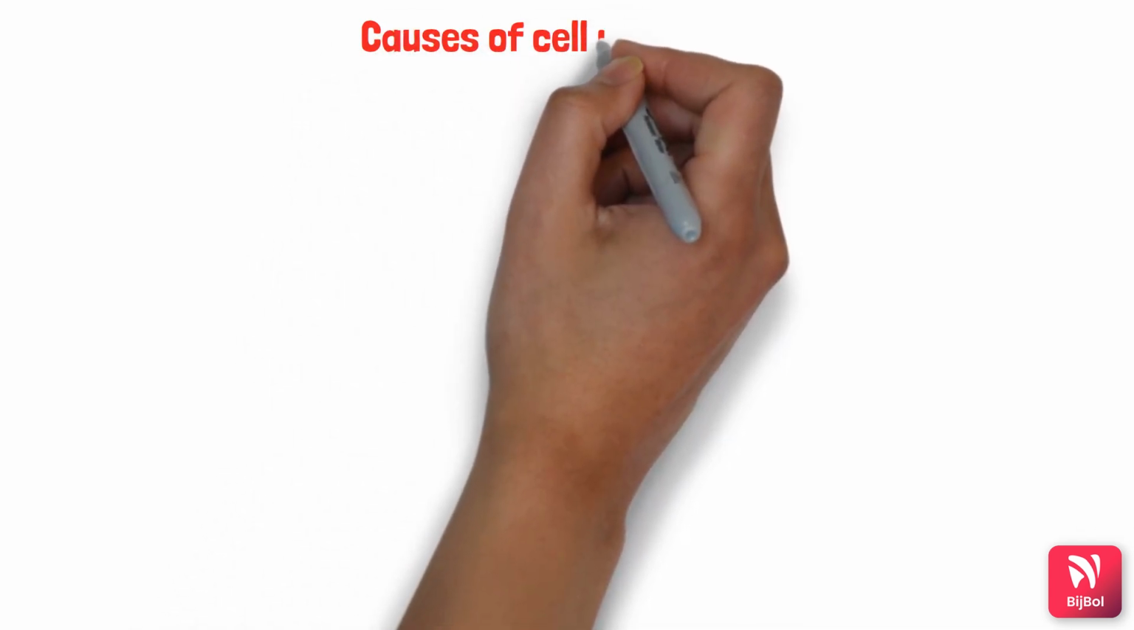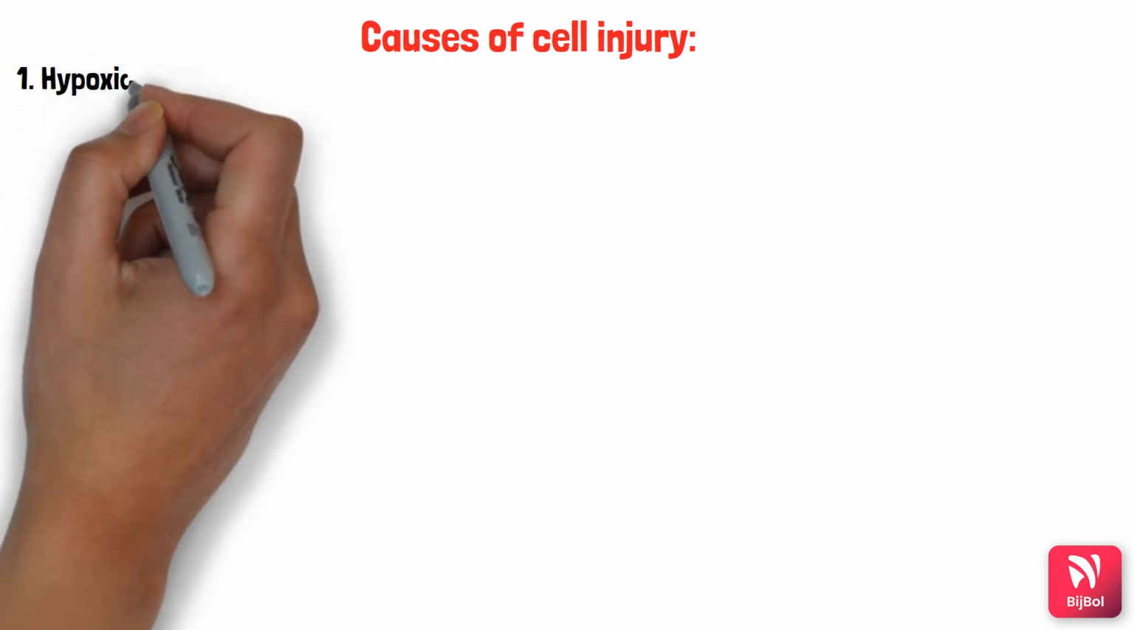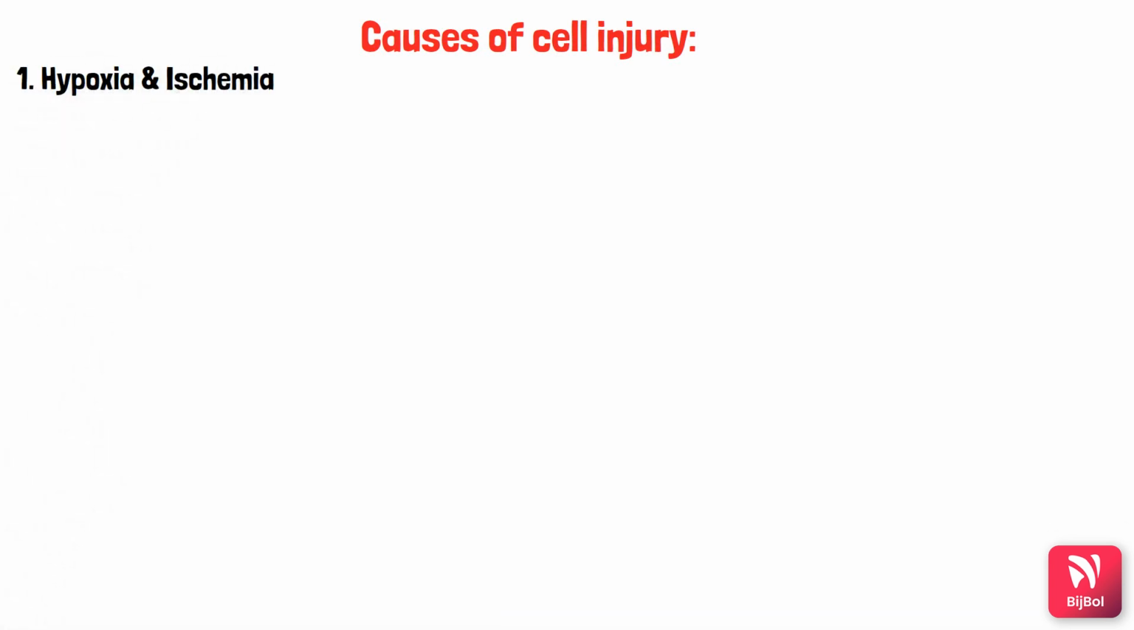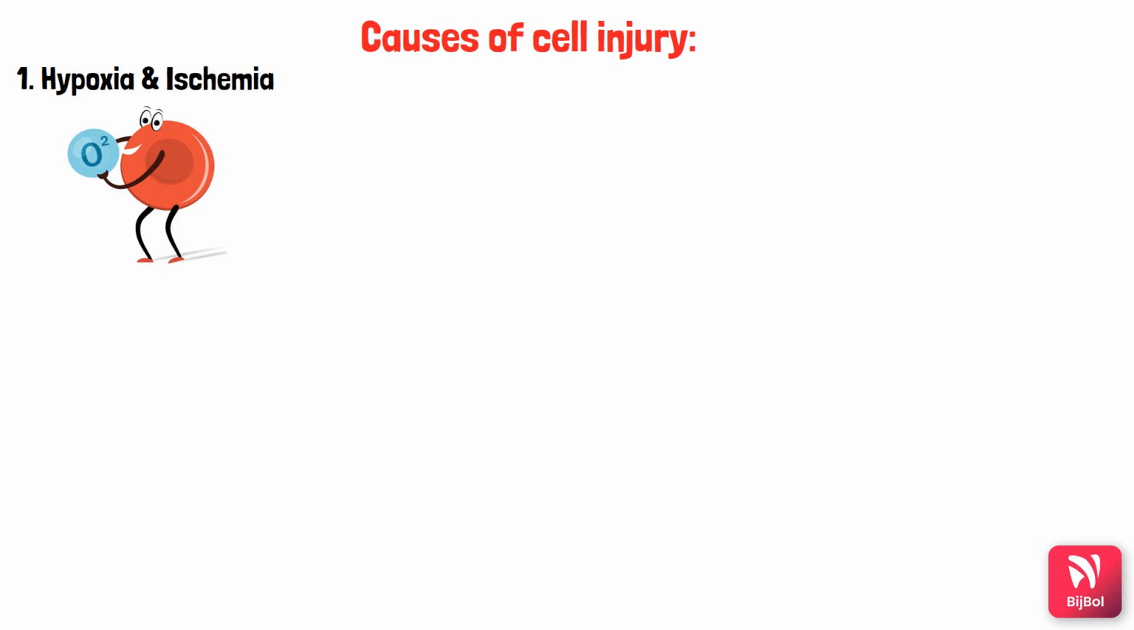Okay, so what are the different causes of this cell injury? There are different causes of cell injury. First of all is hypoxia and ischemia, wherein there will be decreased blood supply, because of which there will be a lack of oxygen to the tissues. Because of deprived oxygen, there will be injury to the cell.